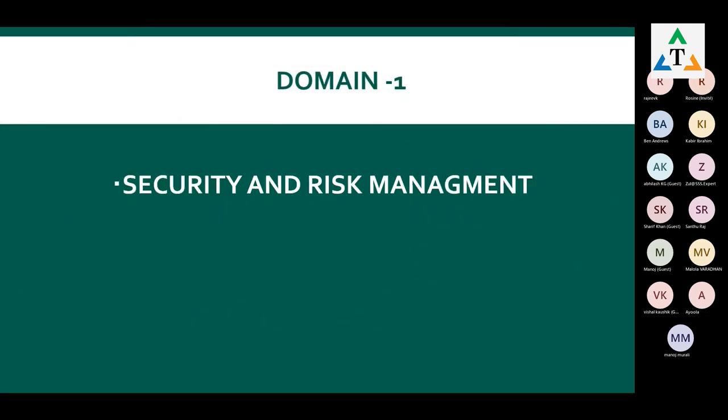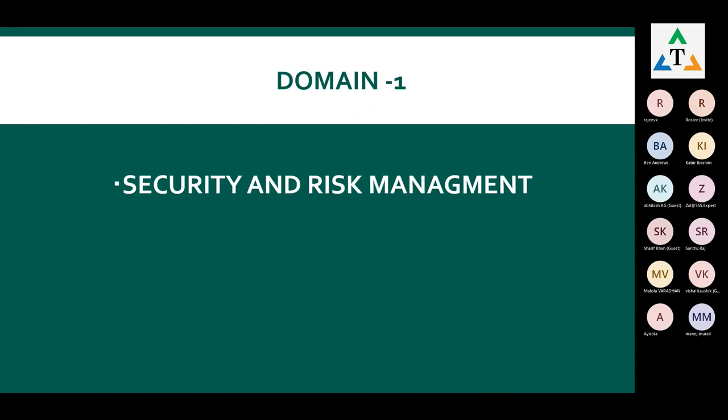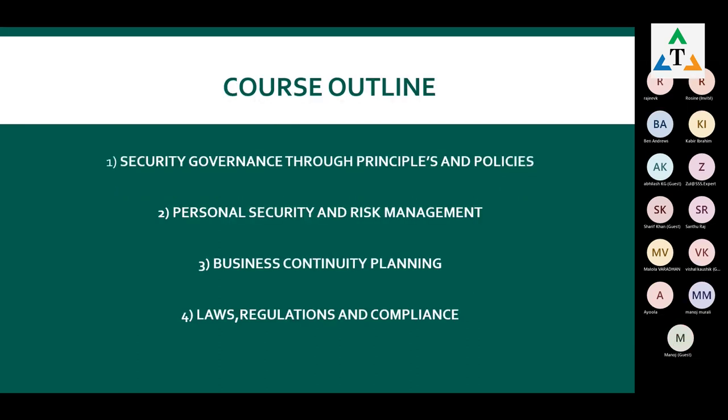Okay, so the first domain is security and risk management. That is the first domain, and as I told you previously as well, it is a very important domain for our CISSP examination. It will provide you a good foundation, specifically if you are new to information security as well. Okay, so let's start. There are some key things we need to understand from this particular section. There are a total of 4 chapters accumulated in this domain.